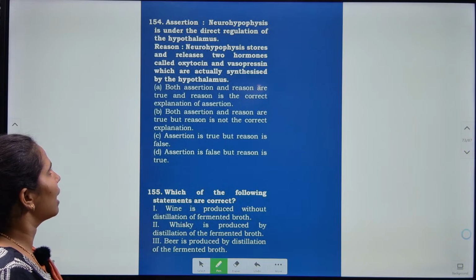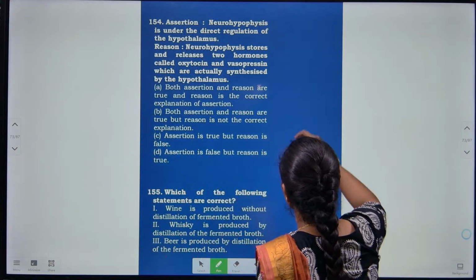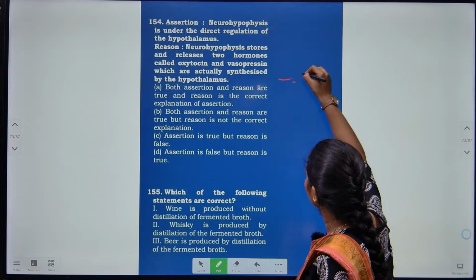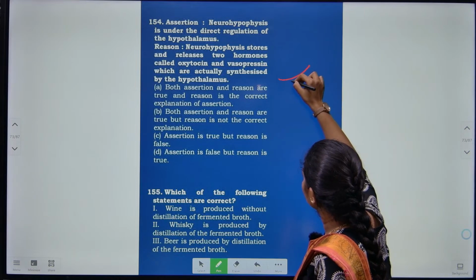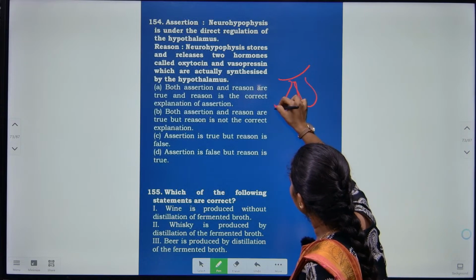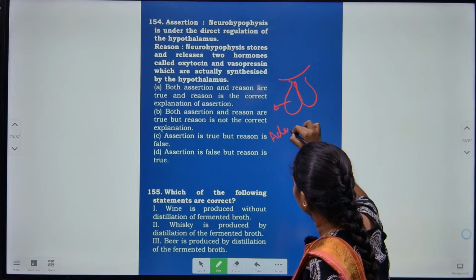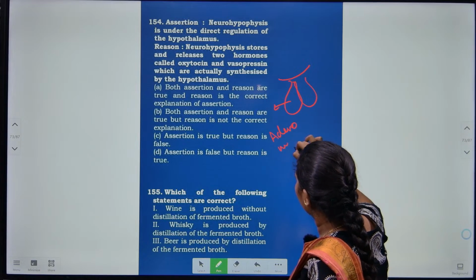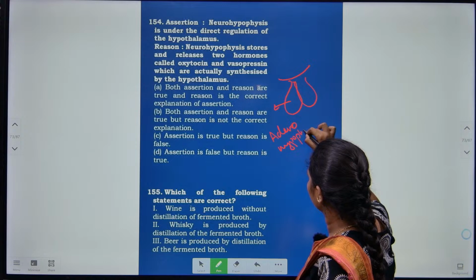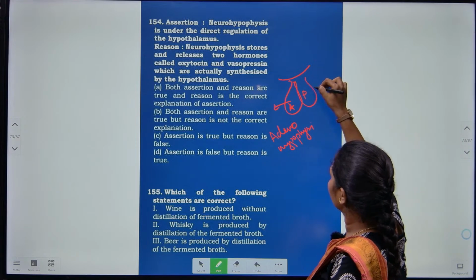Next, the assertion of question number 154. Neurohypophysis is under the direct regulation of hypothalamus. Yes, when you see here, this is the hypothalamus. Next, the hypothalamus is connected with the pituitary gland. Now this anterior pituitary is called adenohypophysis. And this is the anterior pituitary, and this is going to be the posterior pituitary.